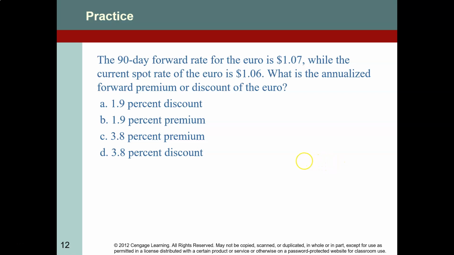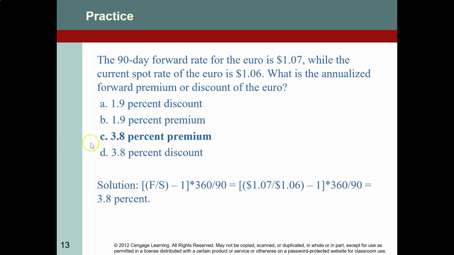Okay, if you already solved out the answer, you can resume the video and let's go to the next slide. The right option should be C here, because we can use the forward rate 1.07 divided by spot rate 1.06 minus 1. So we have the rate for the 90-day forward. However, we need to annualize it. So we divide by 90 days, multiply by 360. We should get 3.8% as the annualized forward premium.